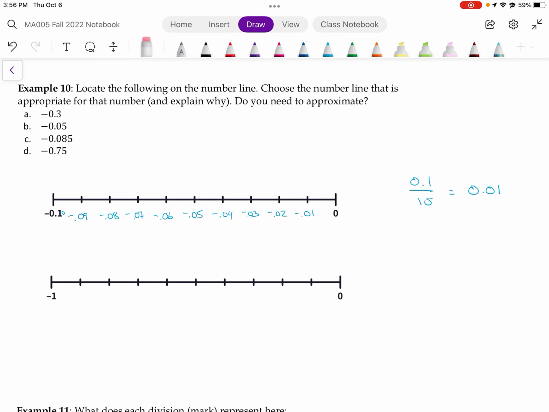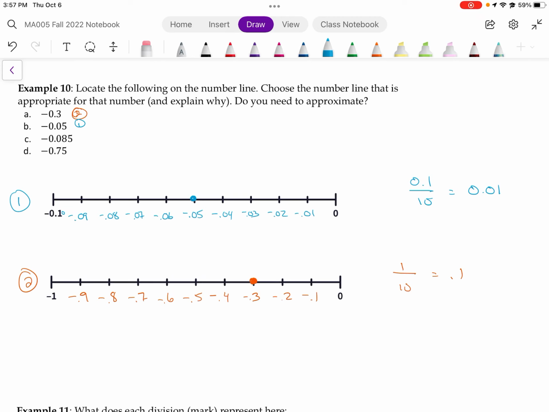So let's do the next one. This one is negative 1 divided by 10. So each one of these is 0.1. So we've got negative 0.1, negative 0.2, negative 0.3, and negative 1. All right, so negative 0.3 is going to go on the second one, the orange one. And we're going to get negative 0.3 is right there. All right, the next one is going to go on the blue one, number 1, and that would be negative 0.05 right there.